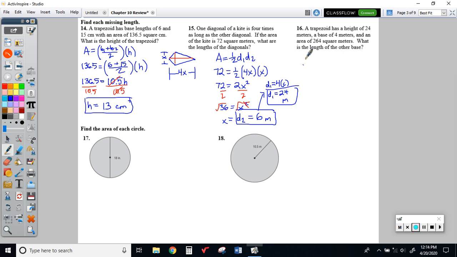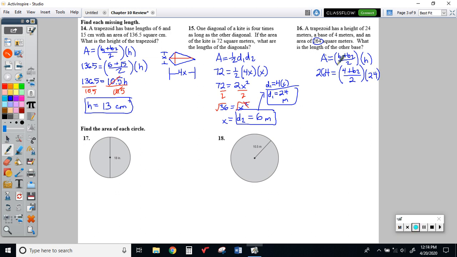And then from there, number 16, the area of a trapezoid. We're talking about area, so I'm going to start with that same basic formula, b1 plus b2 over 2, average of the bases, times the height. I know that the area is 264, so that goes in right there. The height is 24, so I'm going to replace h with 24 this time. It has one of the bases as 4. The other one, which I'll refer to as b2, is unknown. So we have this as our formula here.